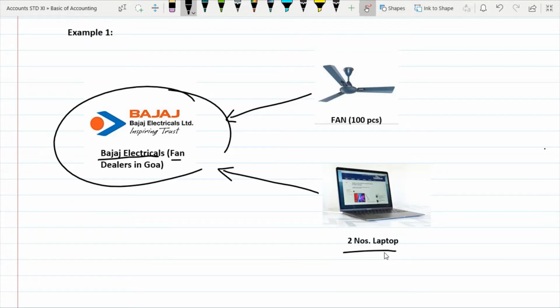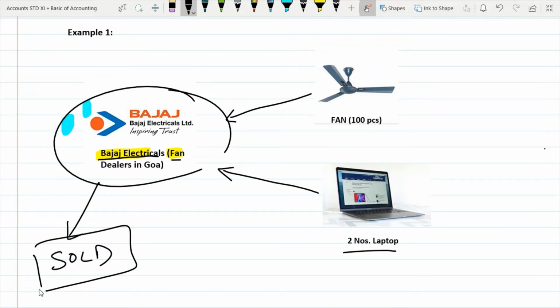Now understand one thing here. This is Bajaj Electricals, and they are dealing with fans. These laptops that have been purchased are to be installed in the company itself. But these 100 fans are purchased so that they are sold. So in this case, we can term this as purchase. And in this case, we term this as asset.